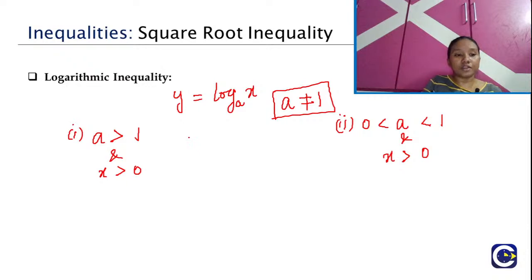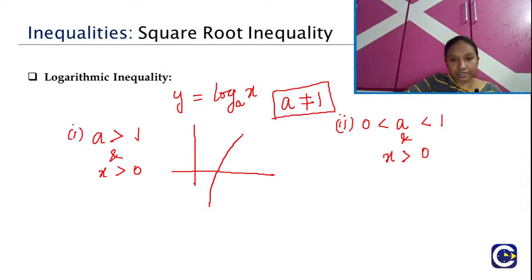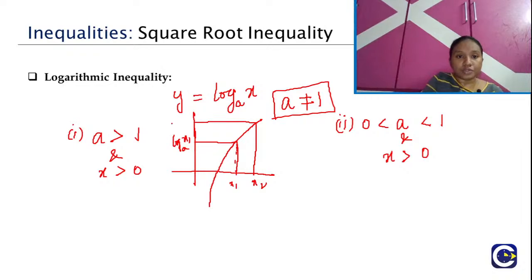So why? If we take a logarithmic expression where the base is greater than 1, we are supposed to have a graph something like this. Right. So this is my x values here and the corresponding log values here. So let me take an x1 here. If this is my x1, what is the corresponding y value? So this is log x1 to the base a. And if this is my corresponding x2, what is my value here? This is log x2 to the base a.